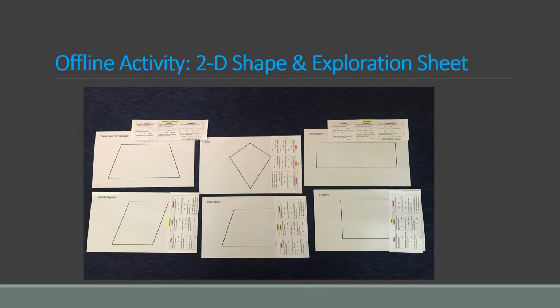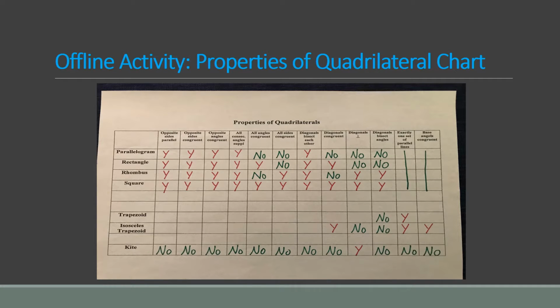This is an example of the offline activity, the 2D shape exploration sheet. This is the chart that the students fill out after the exploration and presentation. The colors are consistent for the yeses and the nos.